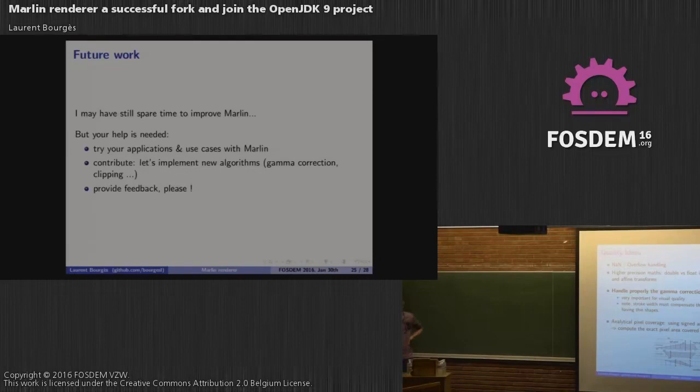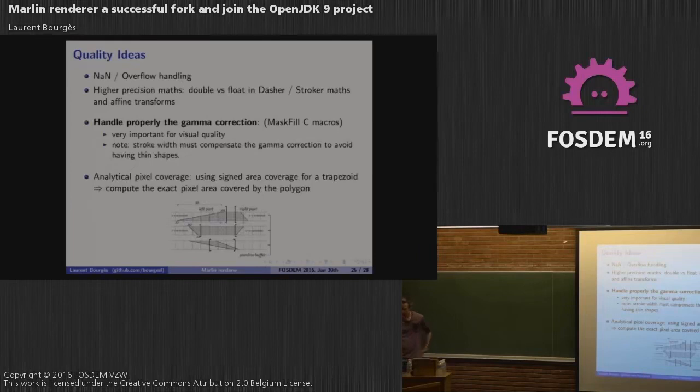Some quality ideas. For me, the most important one is the gamma correction. You have gamma correction on the text rendering, but on shapes, it's not the case. And it's really, really important. It's mainly done in C macros in the OpenJDK, so I'm not really good at that. I've done it in Java, but it's not a good idea. And then also the algorithm should be improved to use some analytical pixel coverage to be more accurate in the path. These are mainly the two ideas.